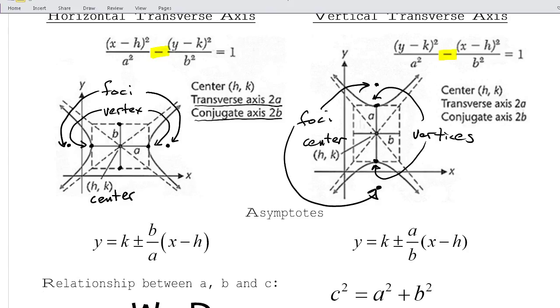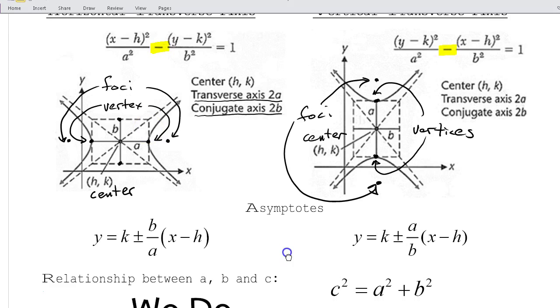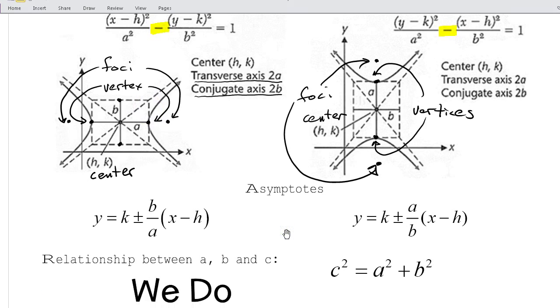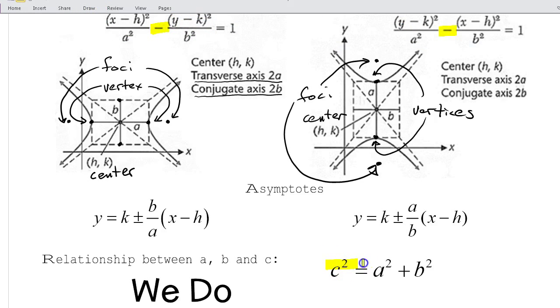Again, they're very similar to what we had for ellipses, except if you notice, our foci are farther away than our value of a. Okay, so now c is going to be bigger than a. With an ellipse, c was always inside the ellipse, so we knew that c had to be less than a. But for a hyperbola, now the relationship between these is that c squared is equal to a squared plus b squared. So here's our relationship between a, b, and c.